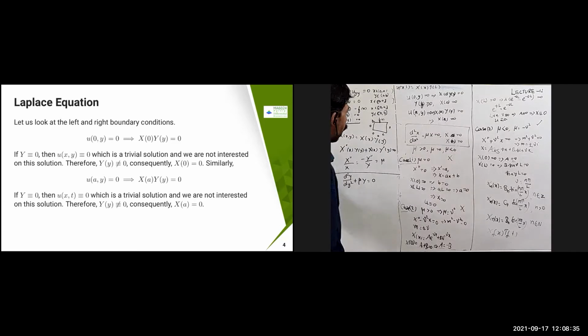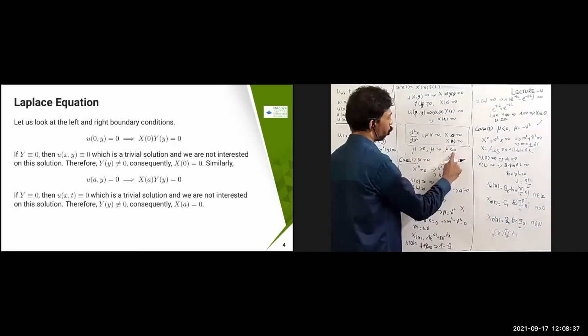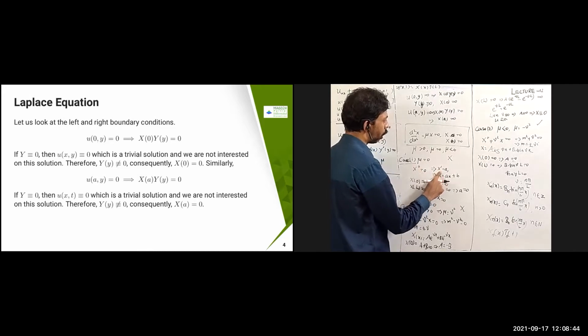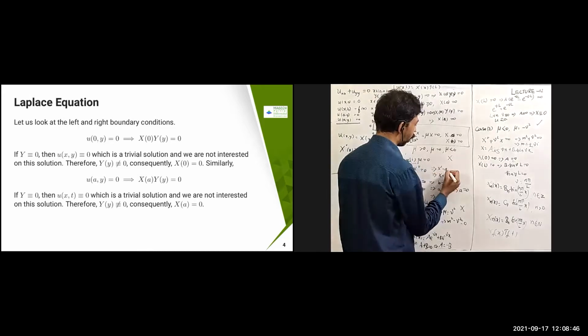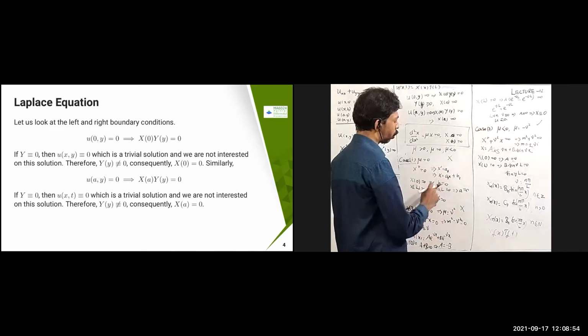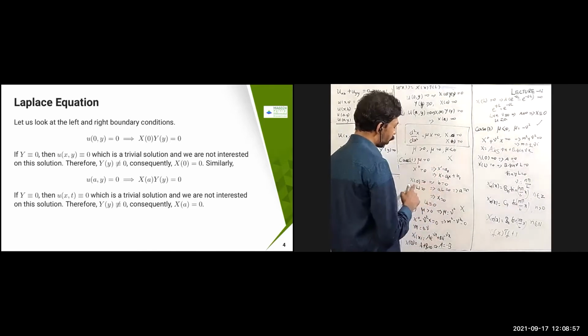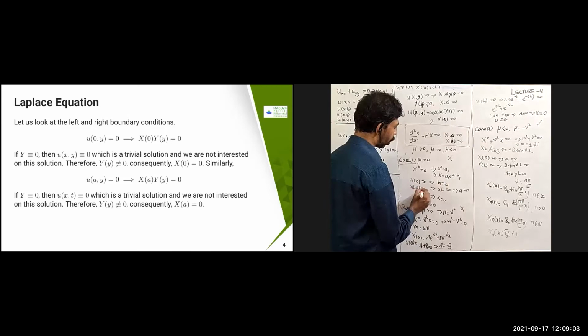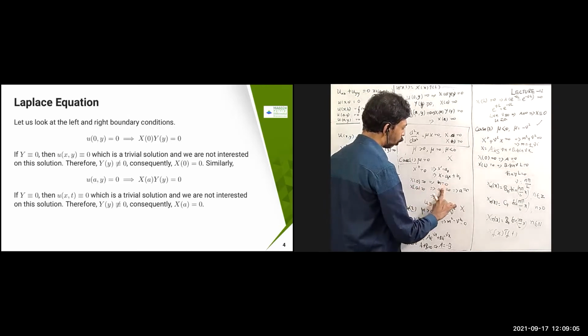Again, do the same logic: mu greater than 0, mu equal to 0, mu less than 0. Mu equal to 0 means again you are going to get x double dash equal to 0, so x dash equal to some constant. Let me put a1 and b1, since I am already using a and b. X equal to a1 x plus b1 is going to come. Now x of 0 equal to 0 means we are going to get b1 equal to 0, and x of a equal to 0 means we are going to get a1 into a equal to 0.